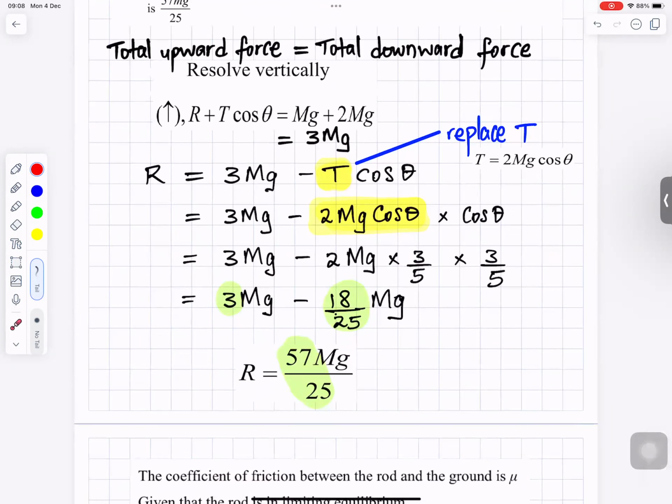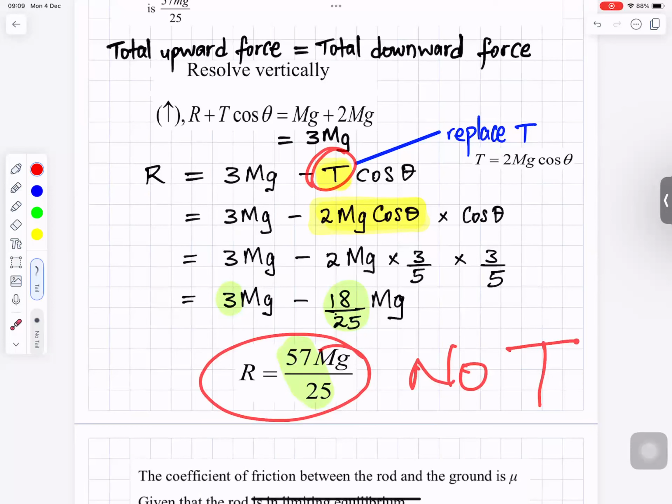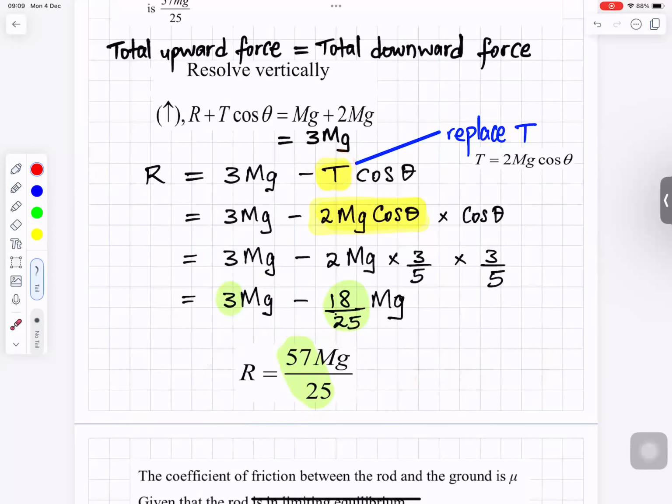So now we'll make R the subject. mg plus 2mg is 3mg. We'll make R the subject. Now, we want to replace T, because we don't have T in the answer. If you look at the answer, there's no T in it. That's the trick in this type of question. Look at the answer. What you want to get to, there's no T. So you know you have to replace T.